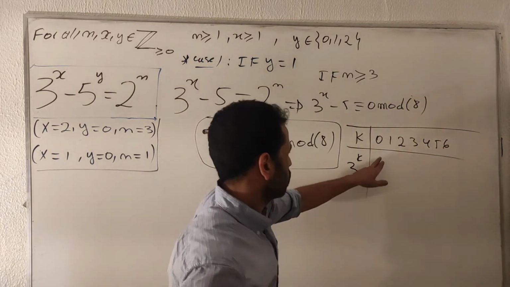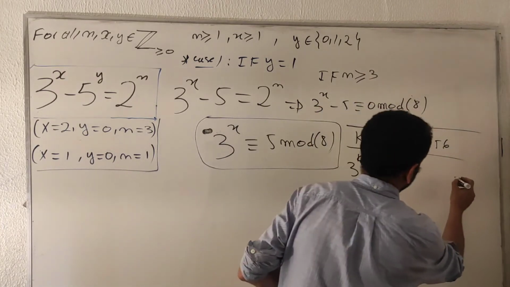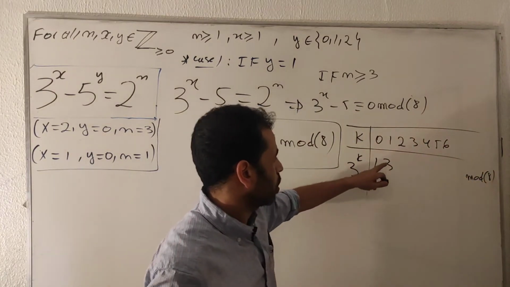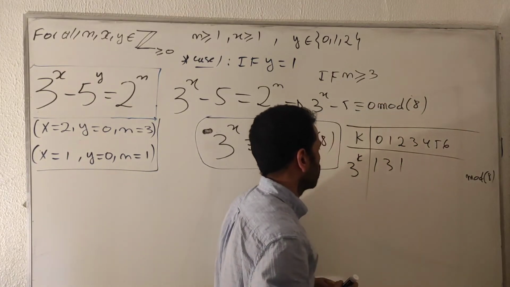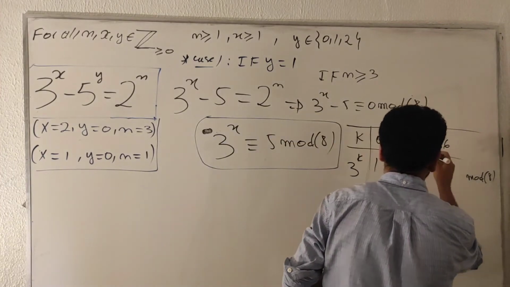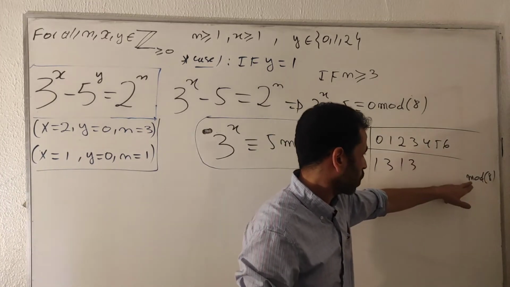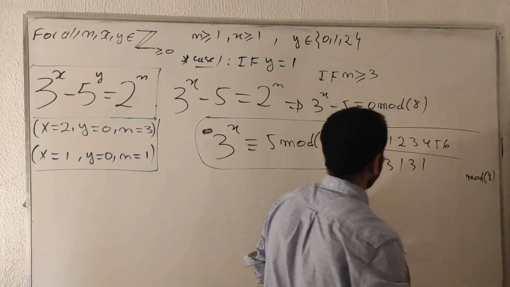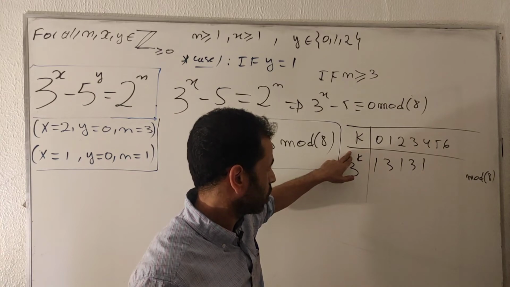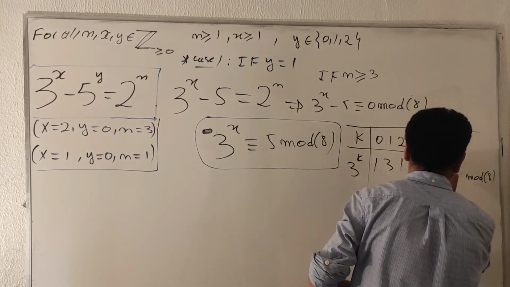So for 0, 3 to the 0 is number 1. I get 3 here, 3 squared, which is 9. This will be reduced mod 8. So I get 3 squared, which is 9. 9 is 1 more than 8, so the remainder is number 1. I get 3 to the 3, which is 27. 27 is 3 more than 24, so the remainder is 3. For the number 4, I get 3 to the 4, which is 81. 81 is 1 more than 80, so the remainder is number 1. For 5, I get 3 to the 5, which is 243. 243 is 3 more than 240, because 240 is divisible by number 8. The remainder equals 3 here.